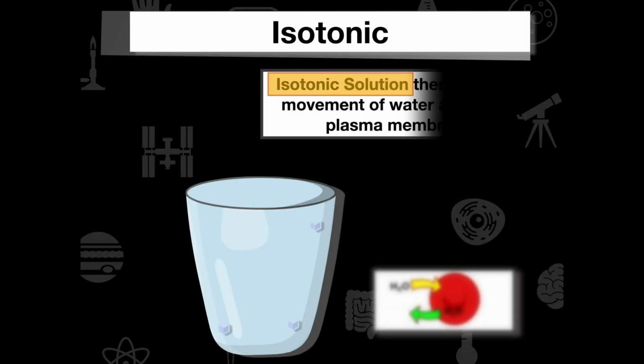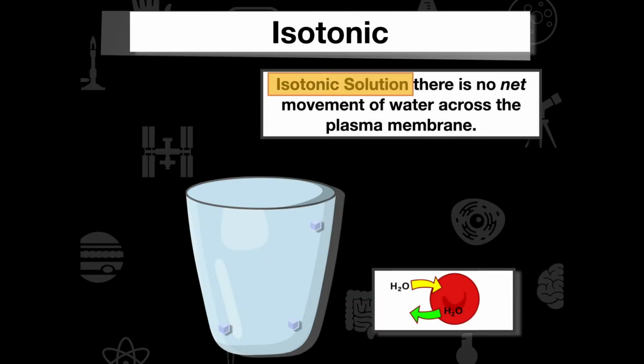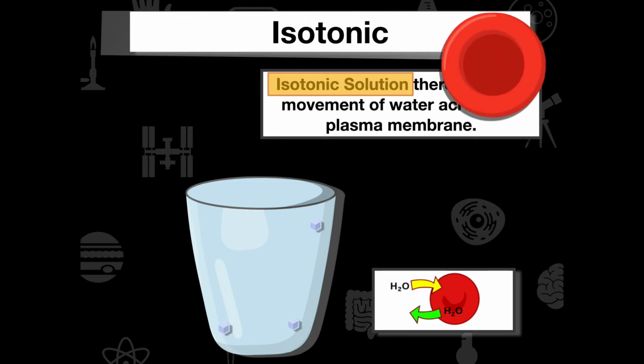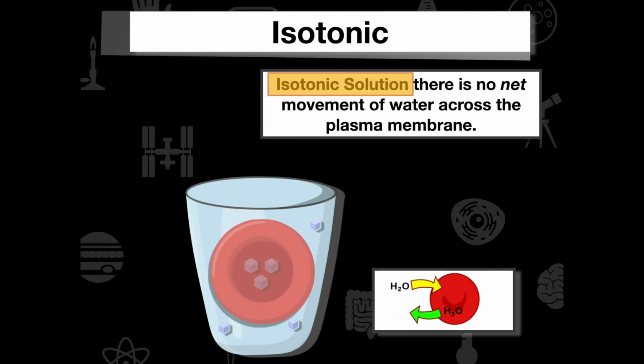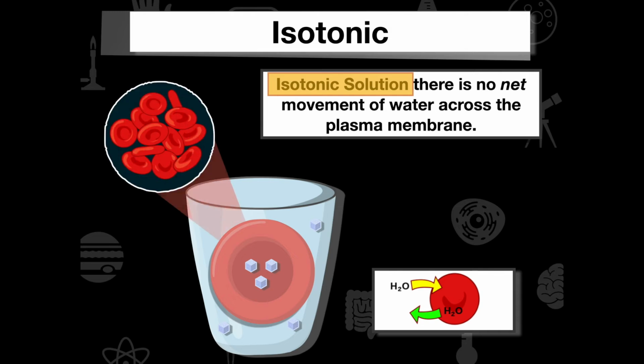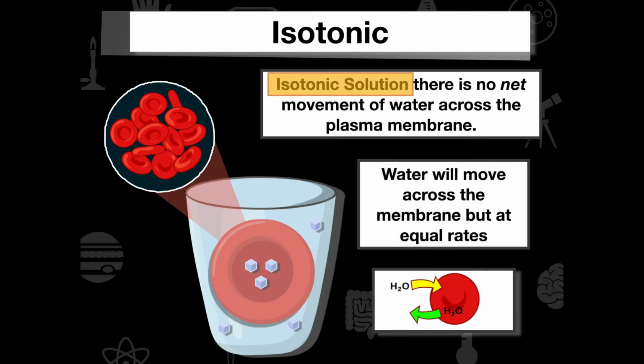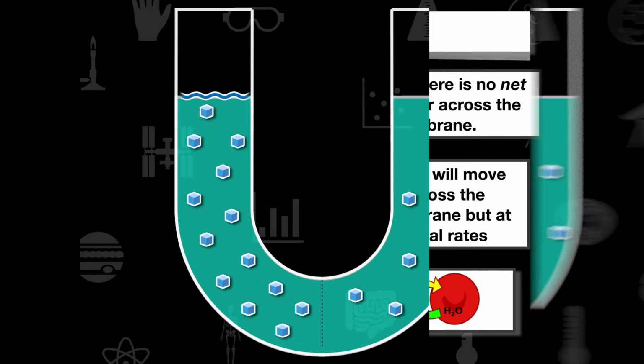Now, lastly, in an isotonic solution, there is no net movement of water across the membrane. We have an equal concentration of salt in the cell as there is outside the cell in the solution, so we call it an isotonic solution. In this case, water is going to move equally across the membrane because there are equal amounts of salt solution. Therefore, there's an equal exchange of water.